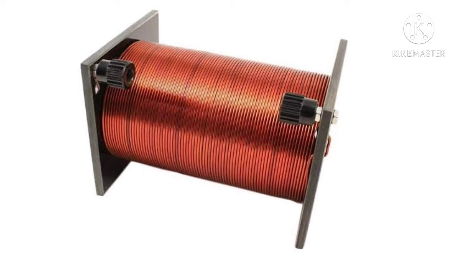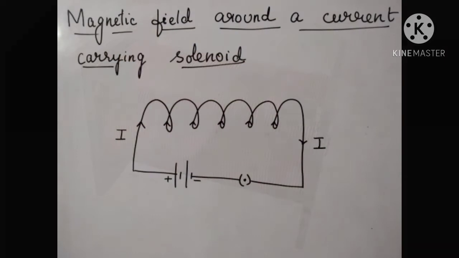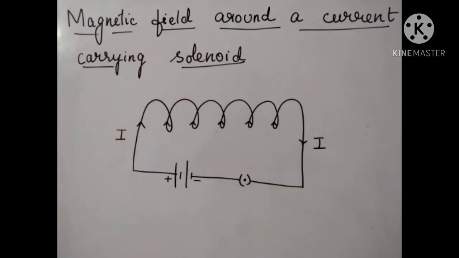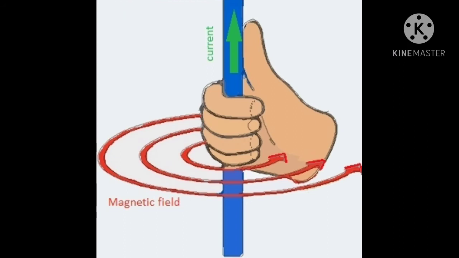Let us now see the magnetic field around a current carrying solenoid. This is a diagram that represents the solenoid in a spiral form, and you can see in this diagram the current is flowing through the spiral wires when the battery is connected with it. Now, to know the direction of the magnetic field, we use Maxwell's right hand thumb rule. So if we recapitulate, the thumb represents current and the curling of the fingers represents magnetic field.